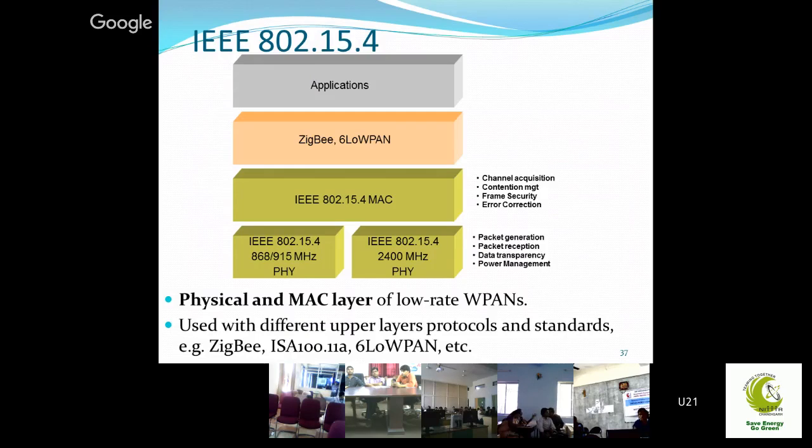This is a protocol stack for 802.15.4. As I just told you, 802.15.4 is considering the lower two layers, that is PHY and MAC. At the PHY layer, you are considering packet generation, packet reception, data transparency, and power management. At MAC, you are considering channel acquisition, contention management, frame security, and error control. However, at upper layers, you can either go for ZigBee or 6LoWPAN, or you can develop your own protocol stack.